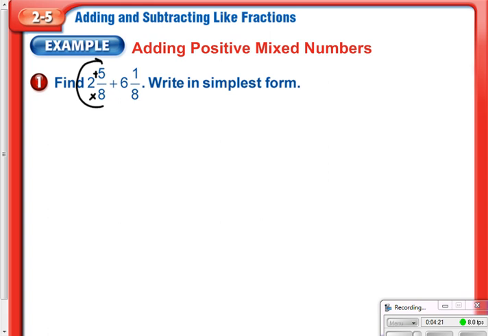So we take 2 times 8, giving us 16. 16 plus 5 is giving us 21/8. Plus, again, multiply, add: 8 times 6 is 48 plus 1, giving us 49/8. We see that we have that common denominator of 8. So we'll go ahead and do our computation here. 21 plus 49 is going to give us 70/8.